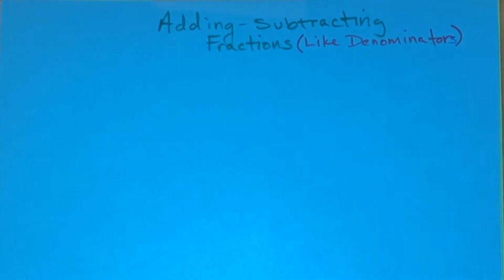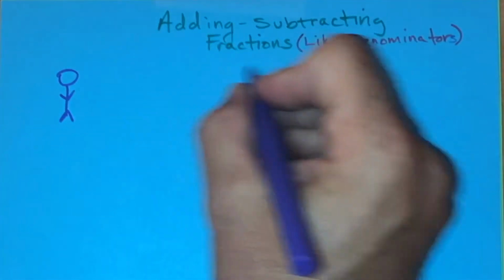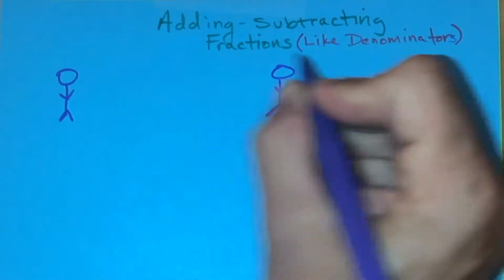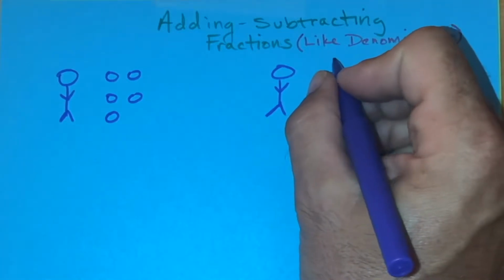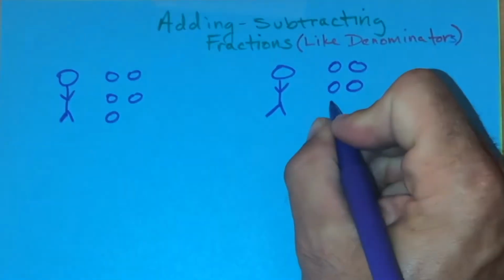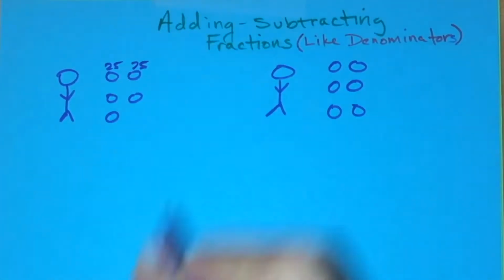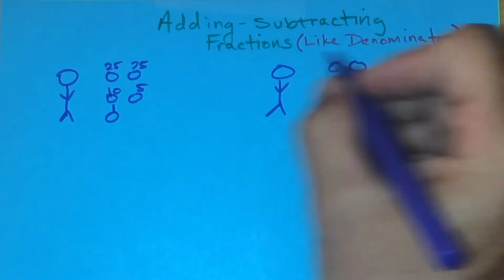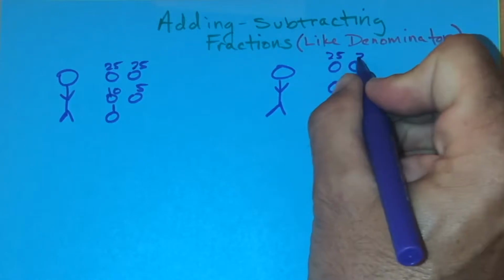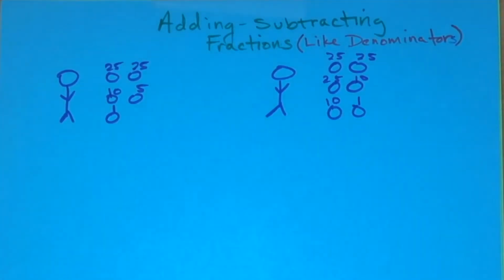Welcome aside, one thing I just want to point out before we get started is to show you an example, give you a visual of what we're dealing with here. So let's say two people have a certain amount of change. One person has 2 quarters, a dime, a nickel, and a penny. Another person has 3 quarters, a dime, and a penny.